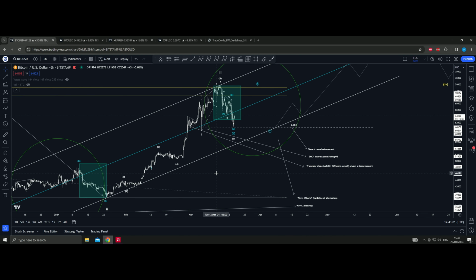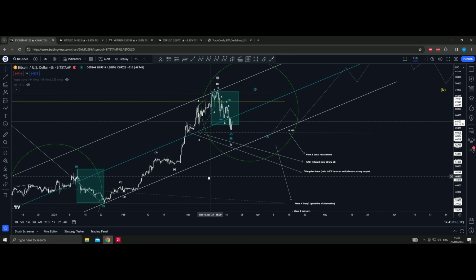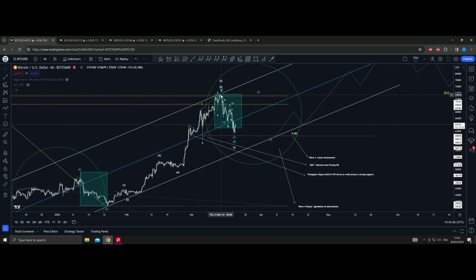Now when we have an ending diagonal, most of the time we're gonna have a strong reversal that is gonna come all the way down. Let's say the first target would be the wave 2, but if not, we can go all the way down to the origin of the diagonal. So first we had a sharp drop to the wave 2. This is a triangle, another interesting zone of support where we might bounce.